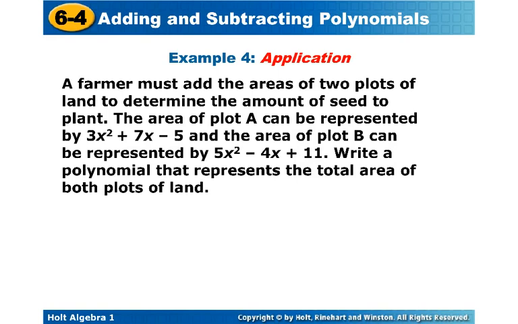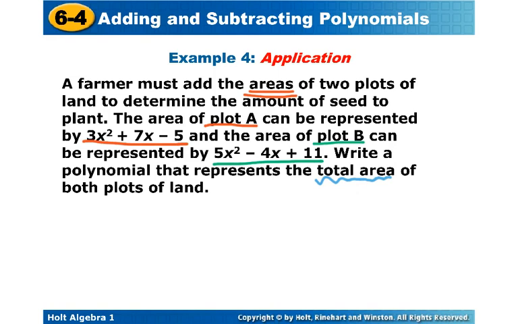So, when you read it, you should have seen that it says the farmer must add the areas, so area is important here, of 2 plots of land to determine the amount of seed to plant. The area of plot A is represented by 3x squared plus 7x minus 5. And then I have plot B, which is represented by 5x squared minus 4x plus 11. I have to write a polynomial that represents the total area of both plots of land.